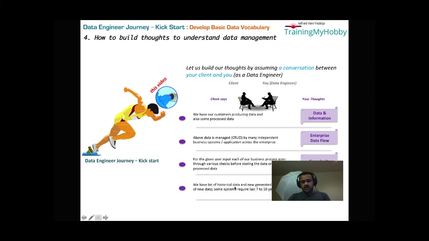We have a lot of historical data and newly generated large volumes of new data. Some systems require the last 7 to 10 years of data. So if some systems require the last 7 to 10 years of data, that means sometimes those systems need to access the data. It is not rarely used. It is least frequently used, right? That means it is warm data. So hot data, warm data and cold data.